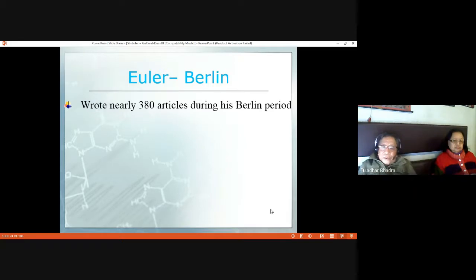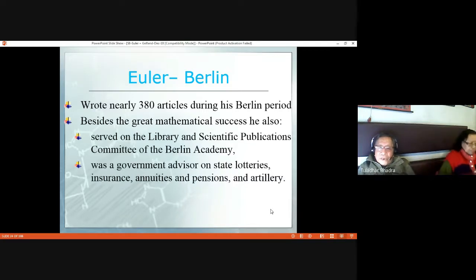In Berlin, Euler wrote nearly 380 articles during his Berlin period. Besides the great mathematical success, he also served on the Library and Scientific Publication Committee of the Berlin Academy, and was a government advisor on state lotteries. The lottery is also in many ways connected with mathematics. Insurance also is connected with mathematics. Annuities, pensions, and artillery, all these are in some way connected with mathematics. So he was a government advisor on these matters.